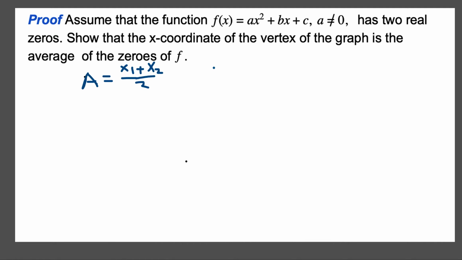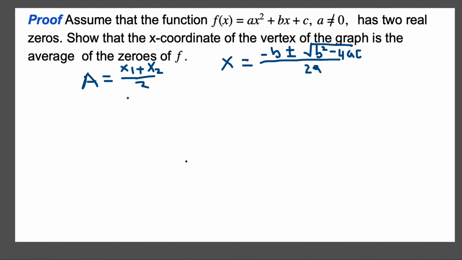But we already know from the quadratic formula, the quadratic equation formula, the solutions are as follows: minus b plus minus the square root of b squared minus 4ac. So those are the two solutions that we get from the quadratic formula, over 2a.